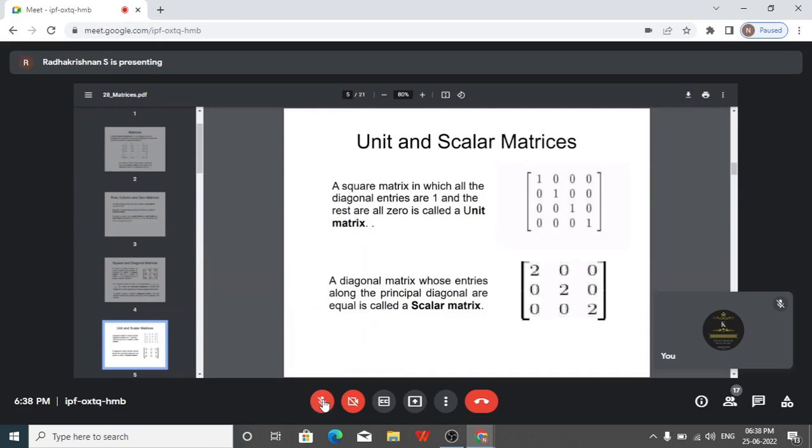So you can see that you can take out 2. It's tempting to say that you can take out 2 and then it will become like a unit matrix. அந்த மாதிரி இருக்கும் scalar matrix.